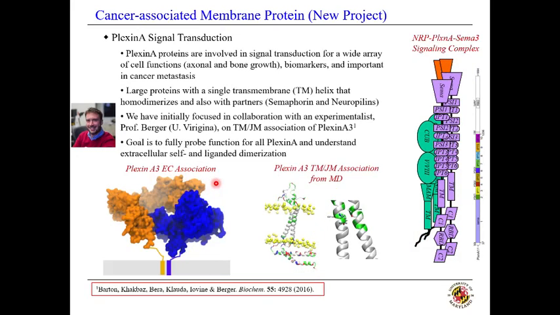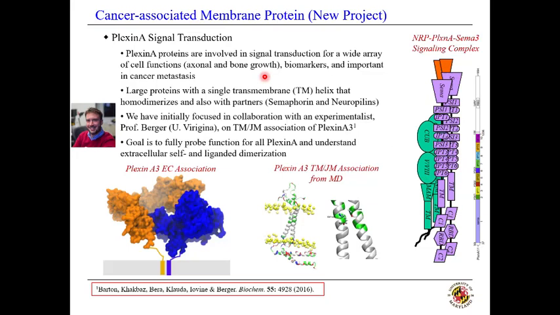And because of computation, we've been progressing to larger systems, and so we've also been interested in this plexin A protein, which is involved in signal transduction. A large portion of this protein is outside the cell, and it complexes with other proteins, neuropilin and sema, to promote and indicate cell growth. Understanding cell growth has a wide level of implications.